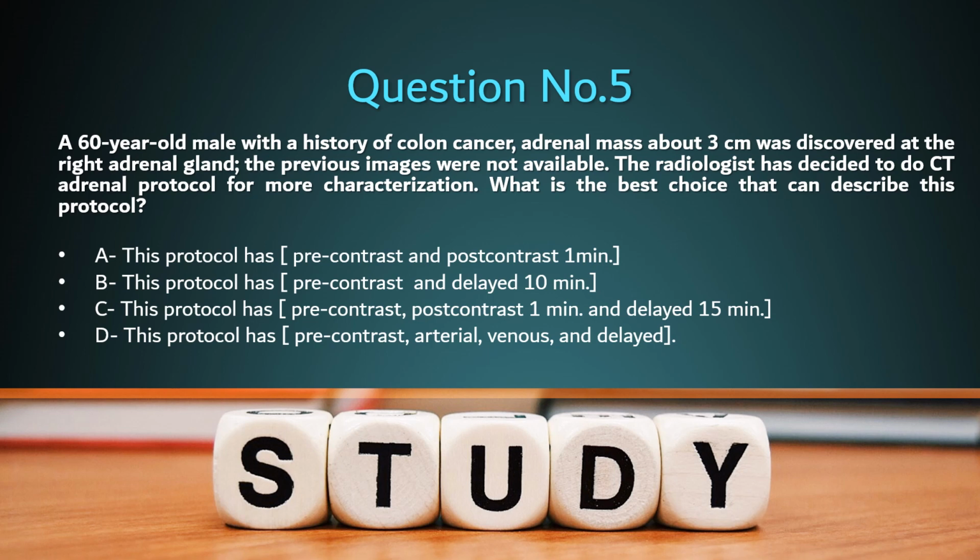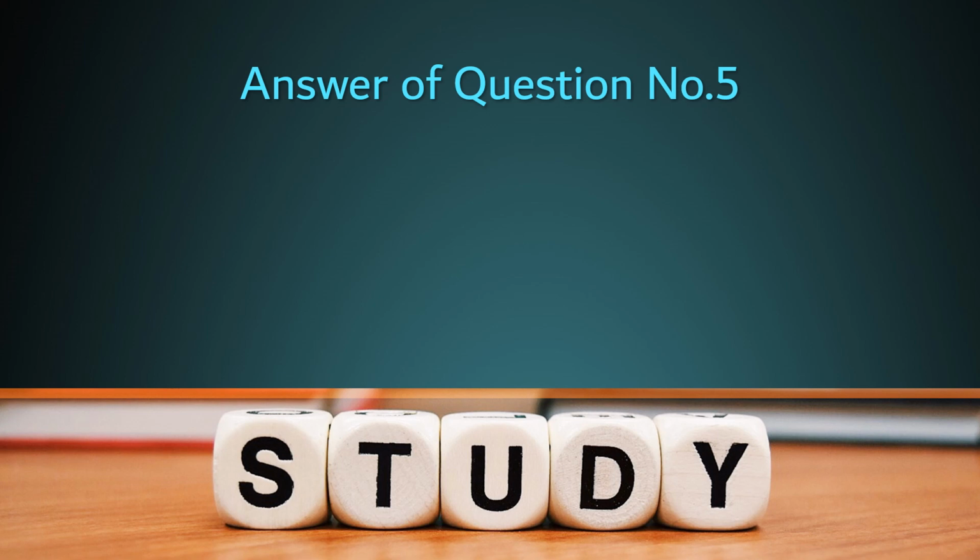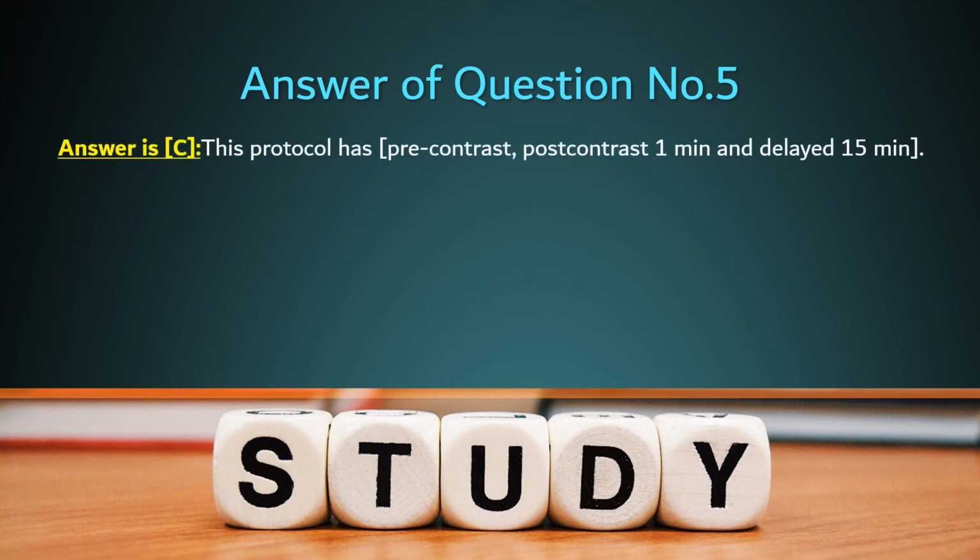This protocol has a pre-contrast and post-contrast 1 minute delay, or it has pre-contrast and 10 minutes delay, or it has a pre-contrast and post-contrast 1 minute delay and 15-minute delay, or this protocol has a pre-contrast, arterial, venous, and delayed phases. The answer of this question is choice C, where CT adrenal protocol has 3 phases: unenhanced CT, and 2 phases post-contrast, 1 minute delay and 15 minutes delay.